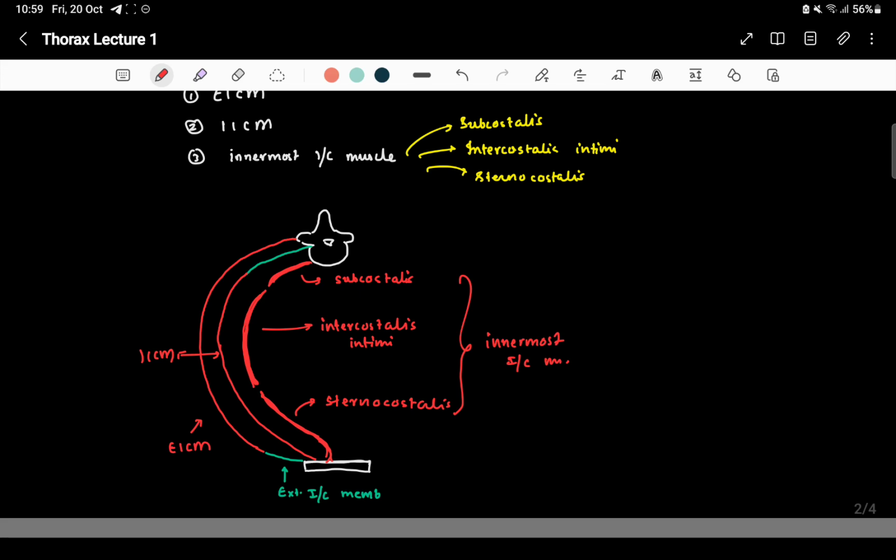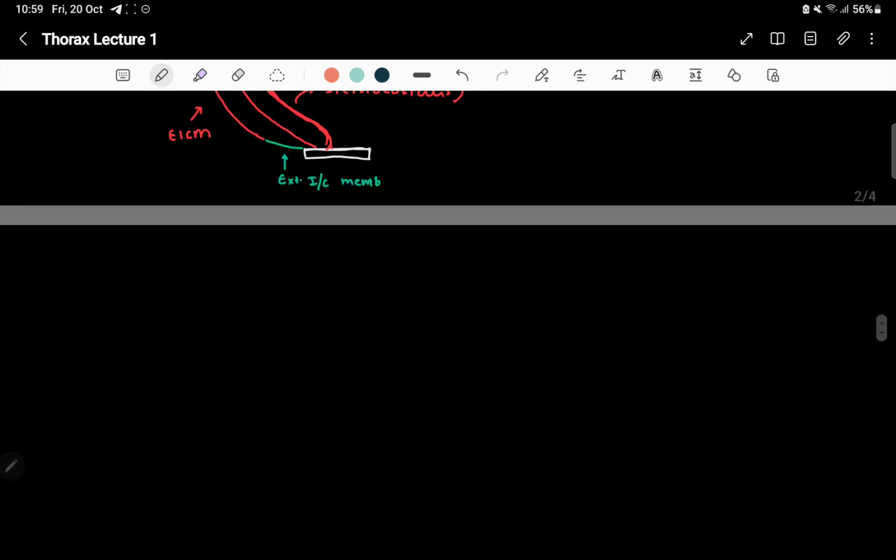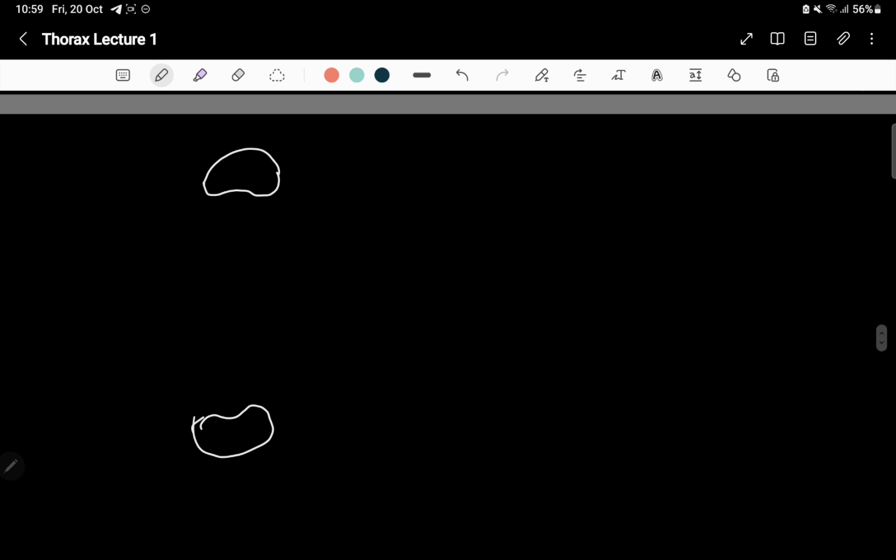We are going to discuss the thing called pleural tapping and where it should be done. Let me first draw an arrangement and then show you. Here is a rib and here is a second rib. This is the intercostal region.